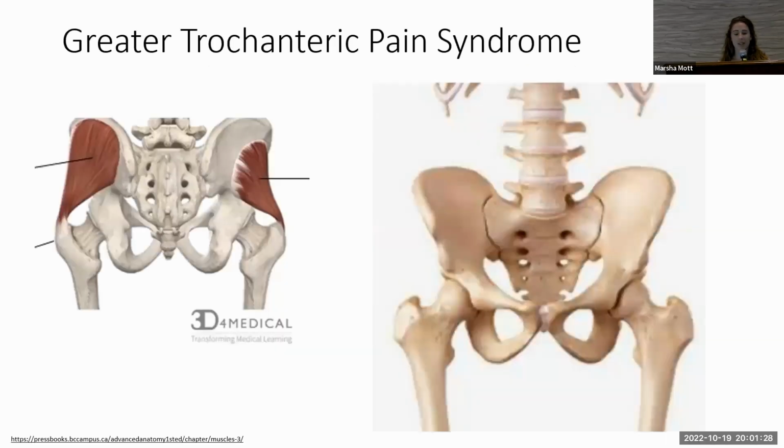And I'm going to start by talking about a syndrome. I don't know if you guys have been over in the orthopedic center or in musculoskeletal medicine, but everything is a syndrome, because a lot of times there are multiple things going on and it's really difficult to explain. So I'm going to talk about greater trochanteric pain syndrome.